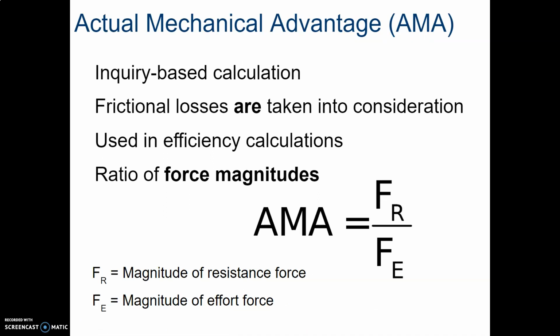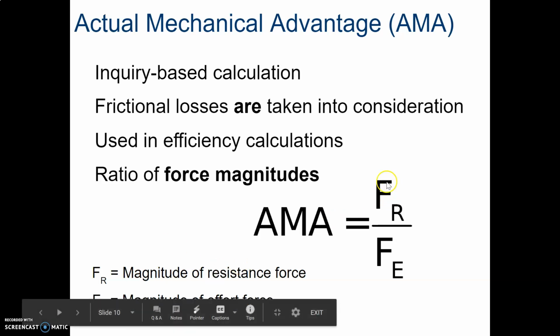AMA is the actual mechanical advantage of a system. You need to know 2 of the forces that are being applied here. Sometimes for practice purposes we make those up. Other times in a lab we're going to actually measure these. With the Vernier software, we can measure them with a fishing scale. We can measure them with those little spring scales that you have in physics classes. It's a ratio of the force magnitudes. Now this one's backwards, or upside down rather. It is the force of the resistance divided by the force of the effort.